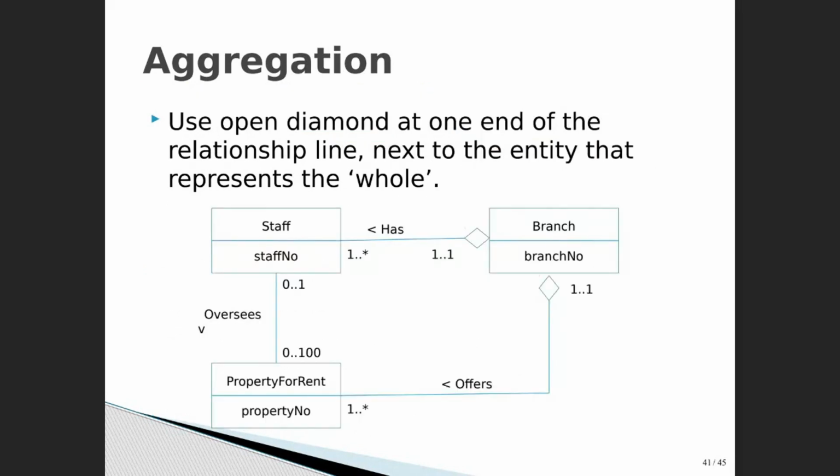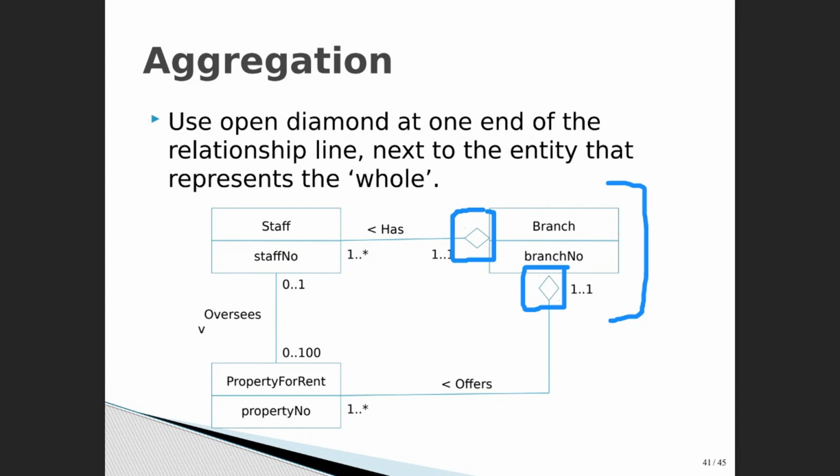See here, the diamond shape on the side of the whole. This diamond shape indicates the aggregation process, and it will be drawn next to the whole entity type, so it will represent the whole entity type, and the relationship will be normal, as you know, a line between two entity types.